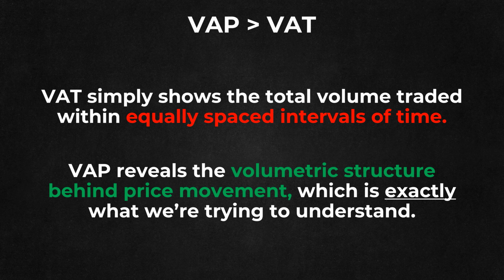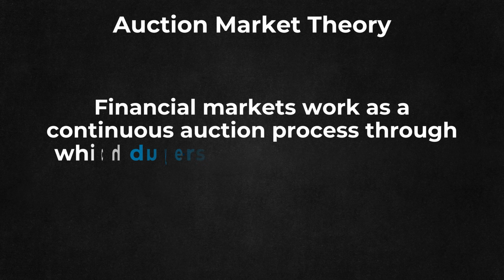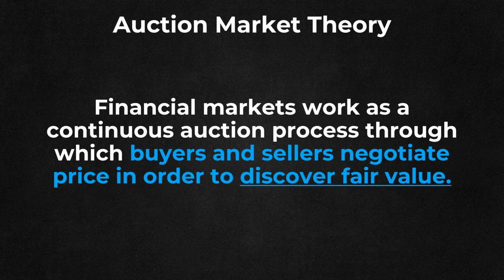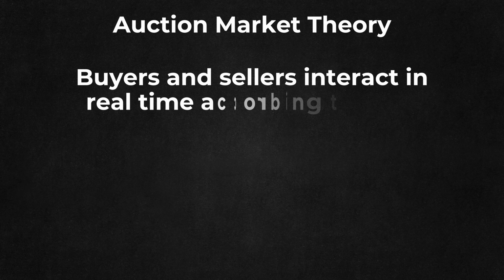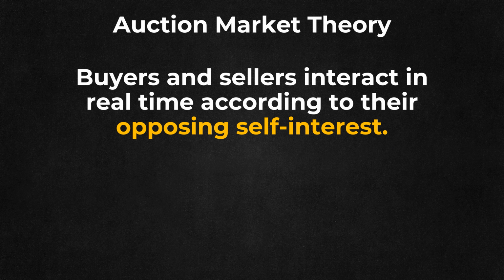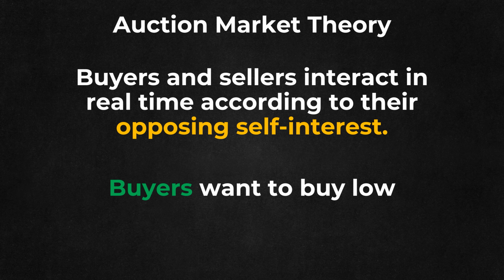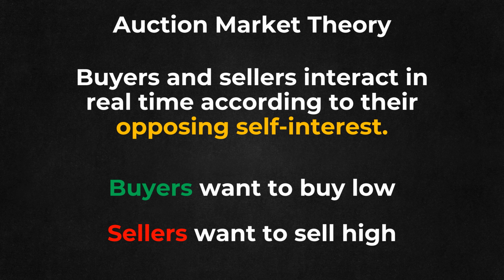Before we examine the elements of the profile more carefully and how to use it in your trading, it's important to understand how professional traders think about markets, price, and volume. For that, we need a brief summary of the auction market theory. Auction market theory states that financial markets work as a continuous auction process through which buyers and sellers negotiate price in order to discover fair value. Buyers and sellers interact in real time according to their opposing self-interests. Buyers want to buy at the lowest possible price, while sellers want to sell at the highest possible price.